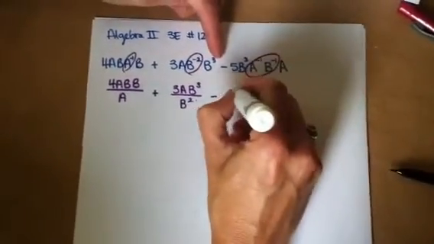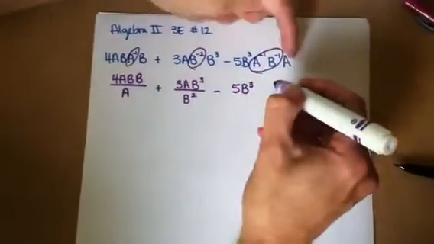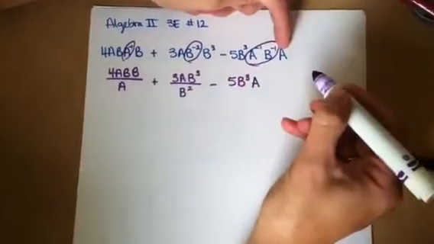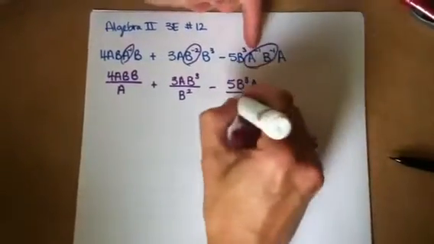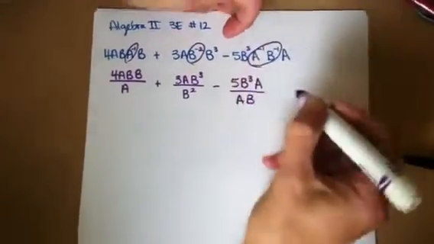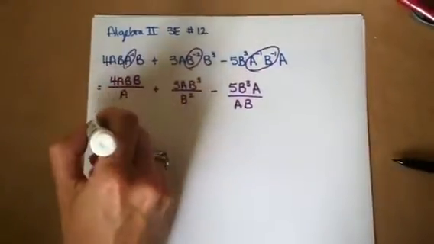And we're going to do it again. There's 5b to the third. This a is fine, so we're going to leave it alone. But these two, we're going to put in the denominator. So it's going to be an a and a b. All right, so that would be your first step.